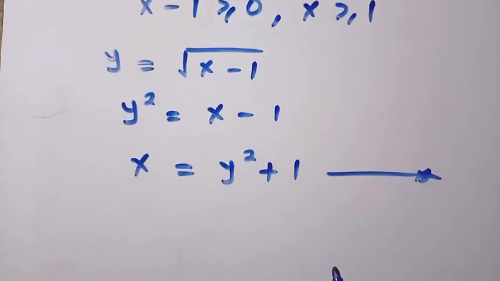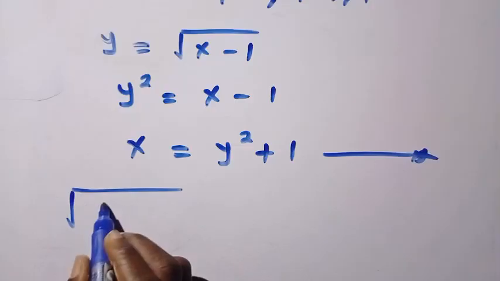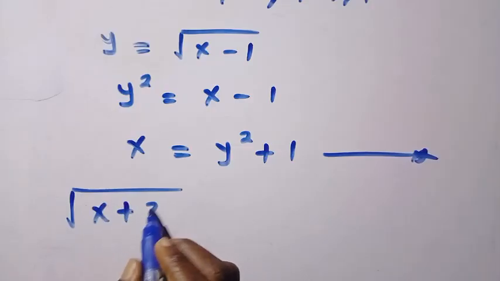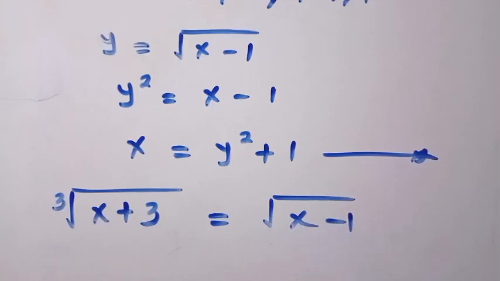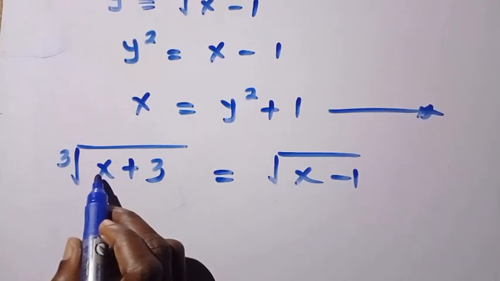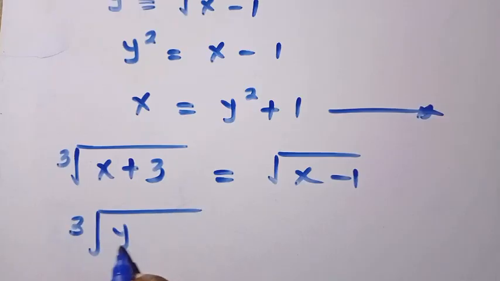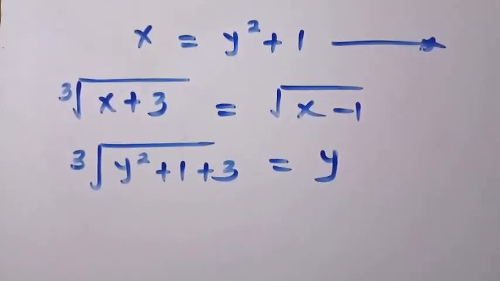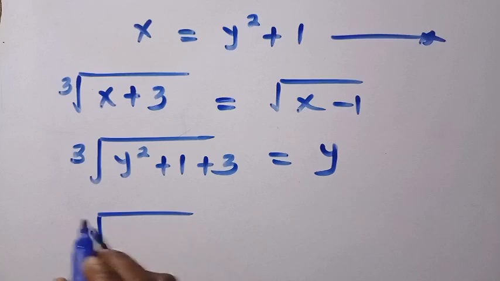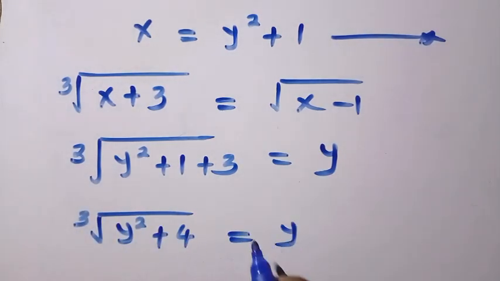Then we come back to the cube root of x plus 3 equals the square root of x minus 1. Anywhere we see x, we replace it with y squared plus 1. And here we have the cube root of y squared plus 1, then plus 3, equals the whole of this, which we let equal y. Then we have the cube root of y squared plus 4 equals y.